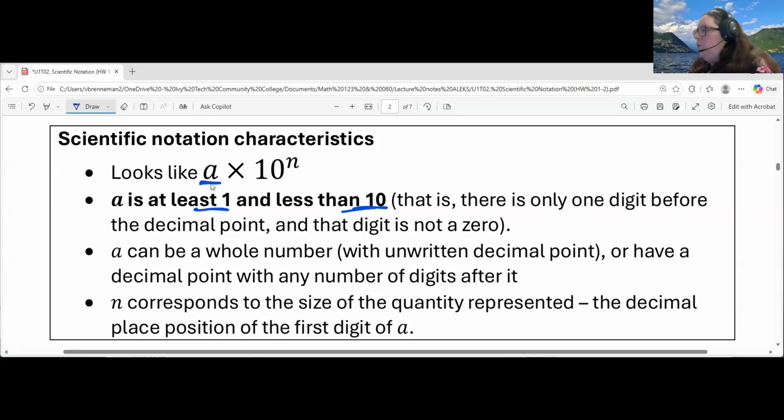Or in other words, it's going to be one digit before the decimal point, or if there's no decimal point, there'll just be one digit that is not a zero. So if it's 0 point something, it's not scientific notation. If it's multiple digits before the decimal point, it's not scientific notation. If it's just a single non-zero digit with no decimal point, that's fine, that's scientific notation. So that's something to watch for with scientific notation. Just because it's a number times the power of 10 does not mean that it is scientific notation.